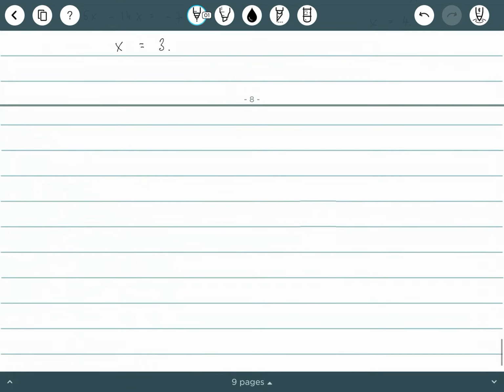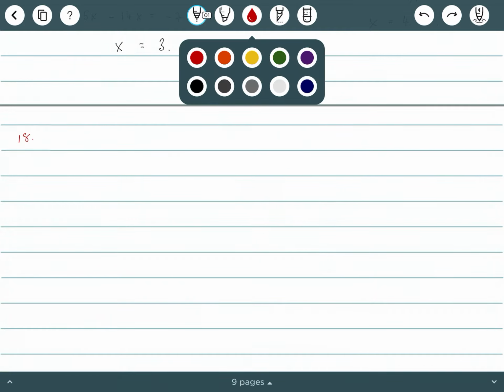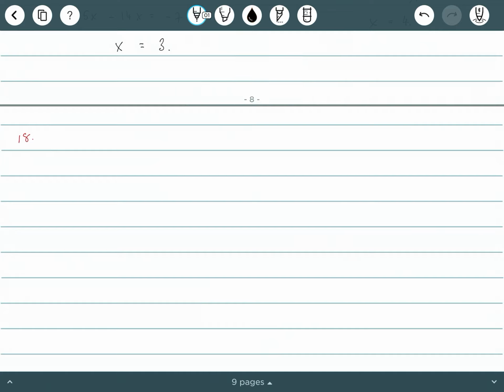Okay, last one there, lads. It's question 18. So we have 2 bracket x plus 2 minus 3 bracket x minus 3 is equal to x plus 7. First thing we do, lads, is multiply out these brackets. So it's going to be 2 by x and then 2 by 2. So 2 by x is 2x and 2 by 2 is 4.